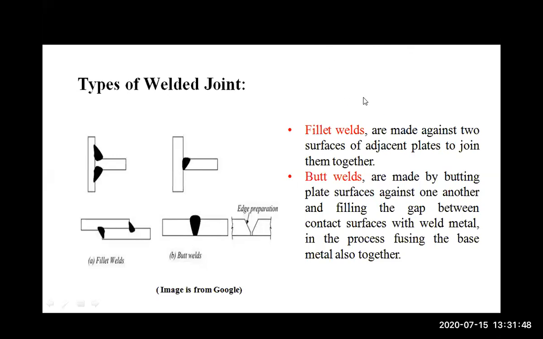Then here, fillet weld. So fillet welds are made against two surfaces of the adjacent plates to join them together. Now here you can see the figure, the fillet weld. So here two plates are placed against each other, one adjacent to the other.